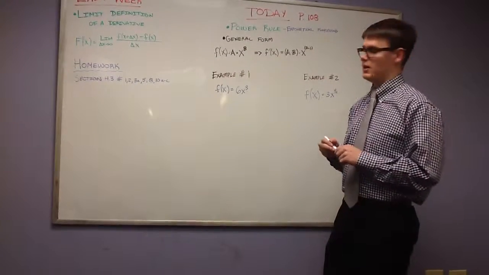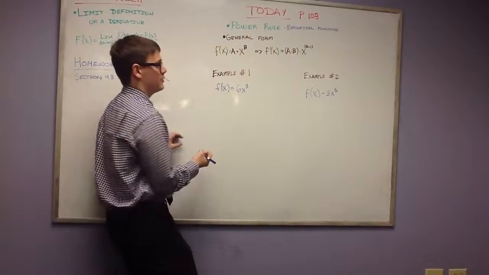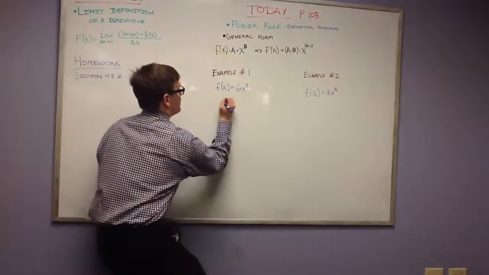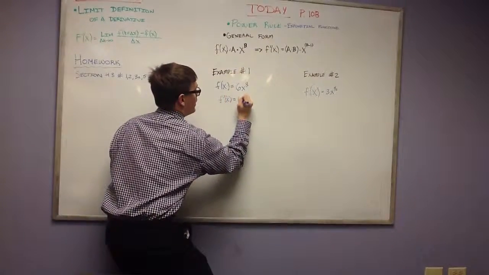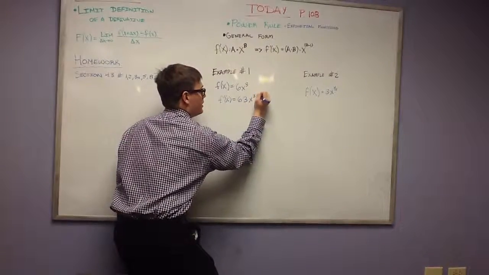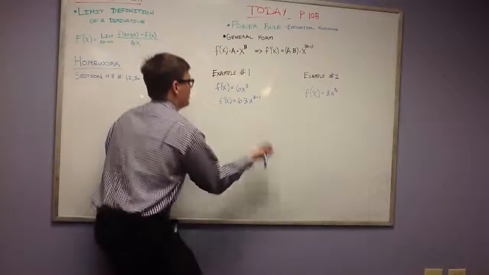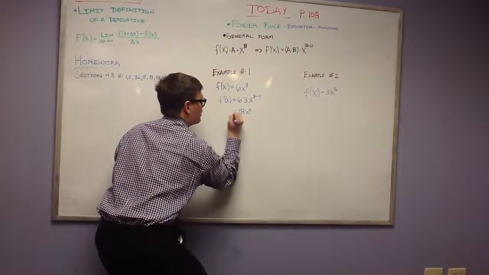Let's go ahead and do a few examples. The first example is f of x is equal to 6x cubed. In this case, f prime of x, or the derivative, will be equal to a times b times x to the b minus 1 power. This then simplifies to 18x squared.